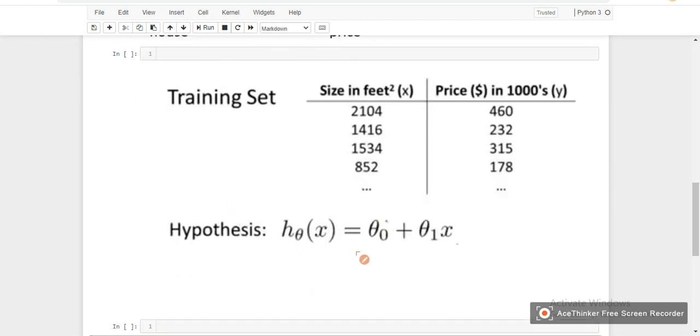So in this model, this theta 0 and this theta 1 are the parameters that are responsible for the formation of this line equation. So this model should be able to fit or represent the relationship between these dependent and independent variables. In this data set, the size of the house is the independent variable and the price is the dependent variable.